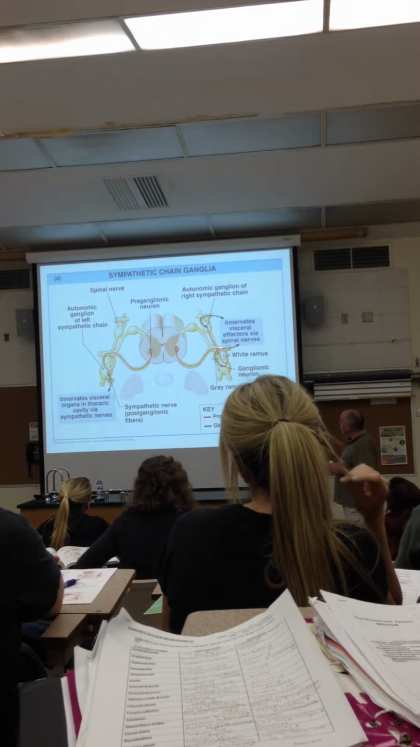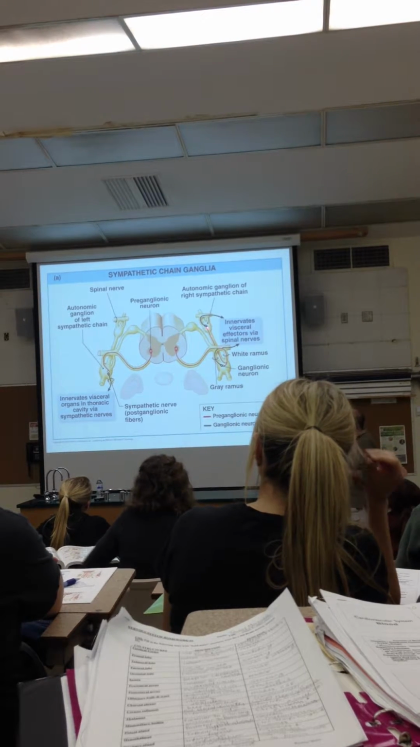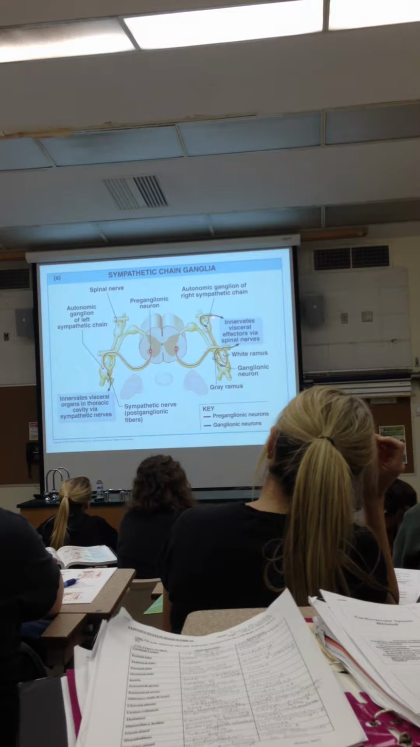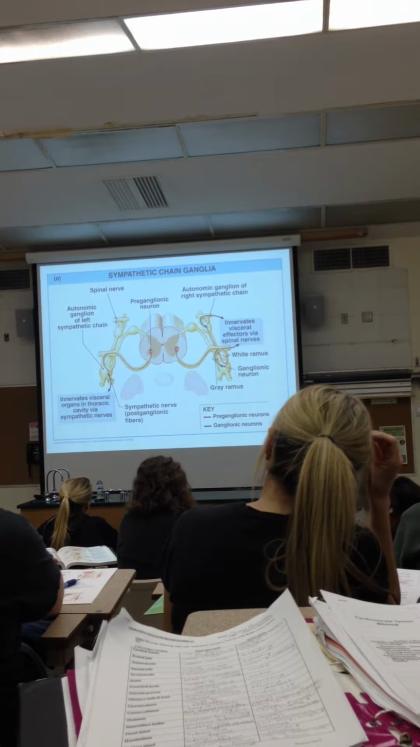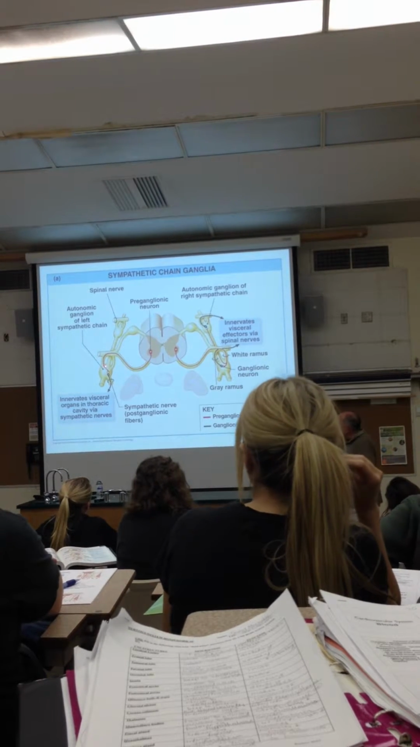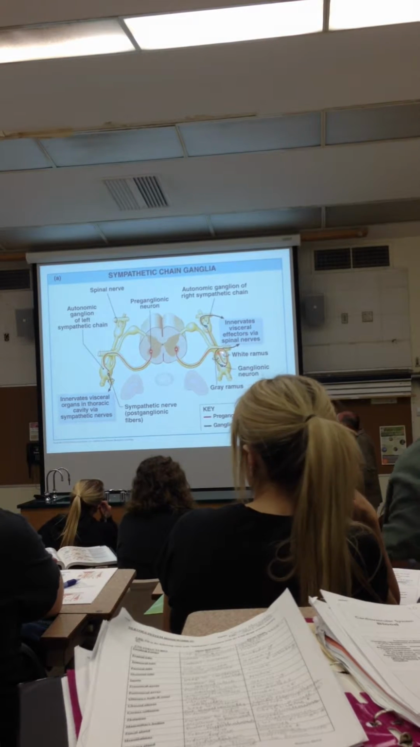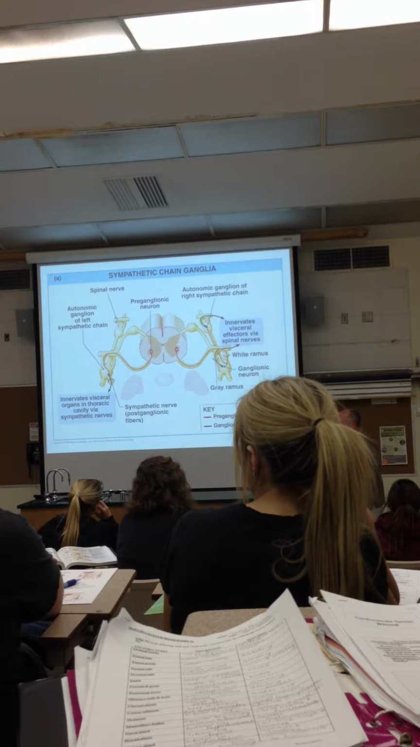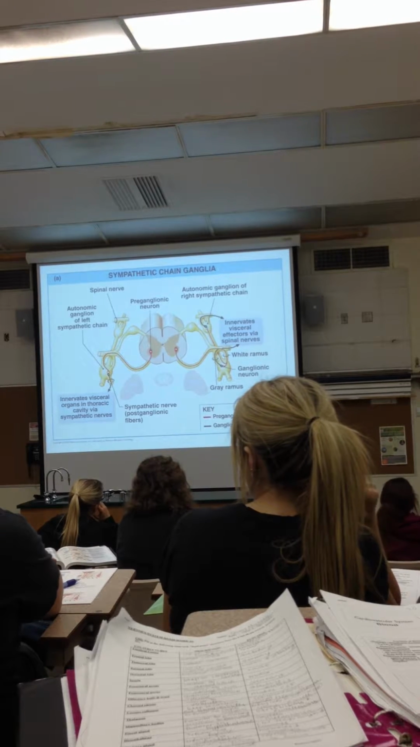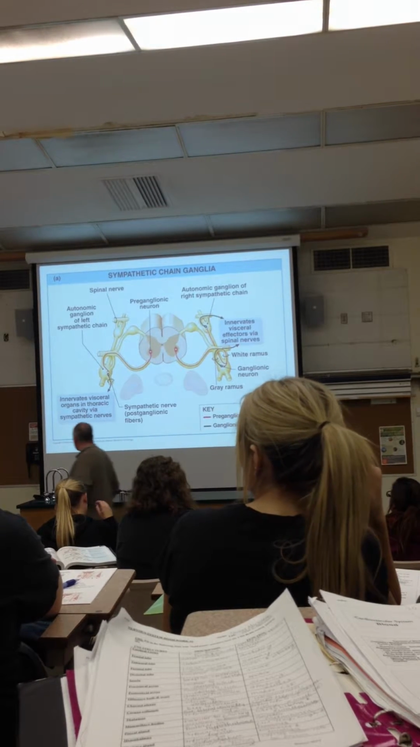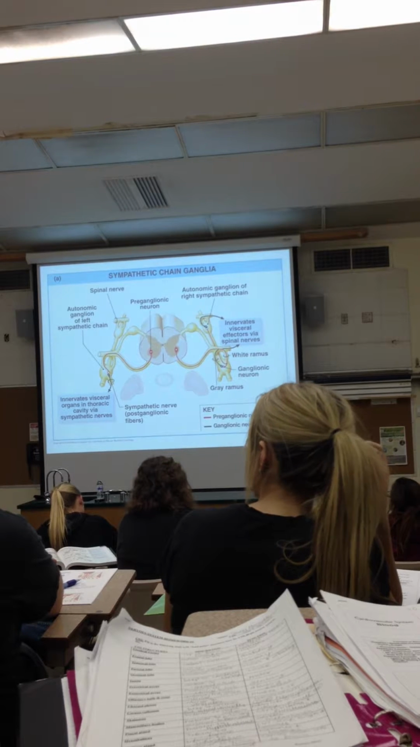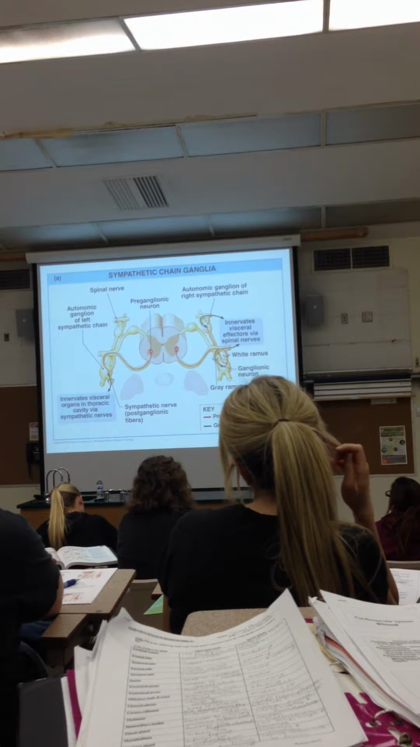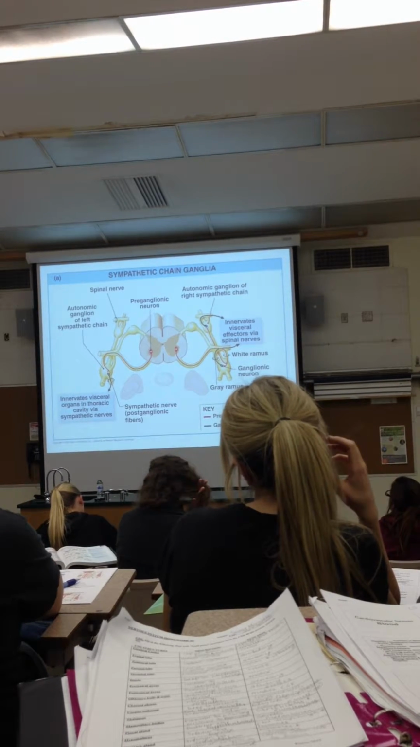Here, it comes in and it bypasses and travels up and synapses in another ganglion. Or it could go through, okay, and miss all these and go to the adrenal medulla or one of those collateral ganglions, which is one of the splanchnic nerves. So these are the possibilities of things that it can do.